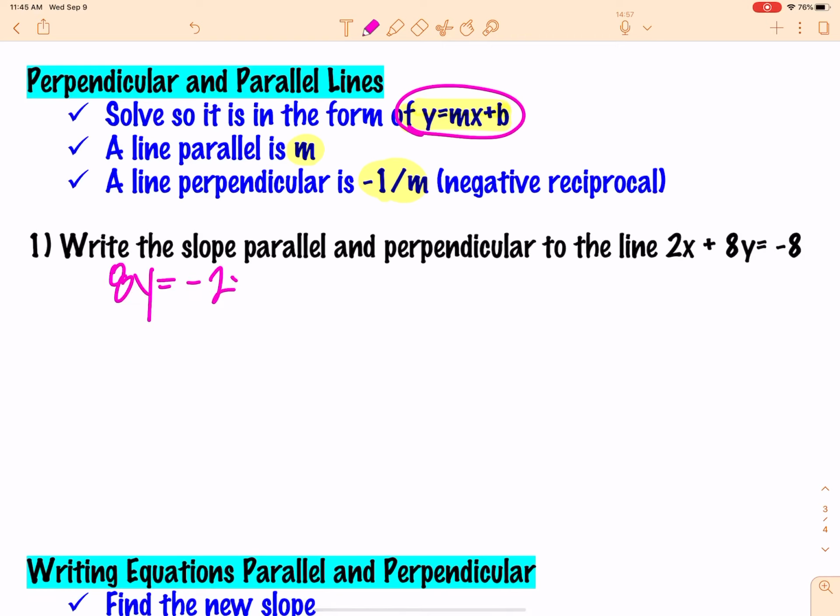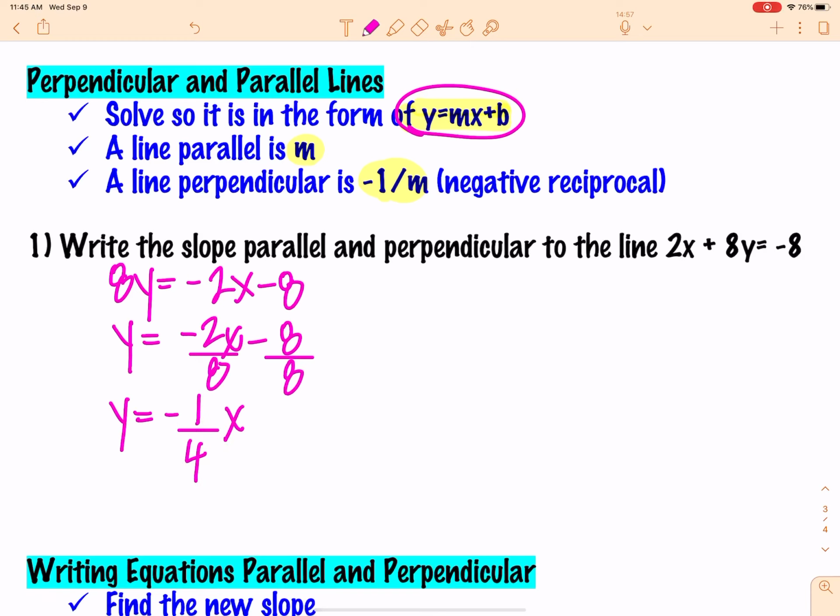So bring over the x. And then divide everything by 8. And then you just simplify. So y equals -1/4. Oops, I forgot the x. X minus 1. Okay, so now we have the equation, but all we need to know is the slope. The slope here is -1/4.